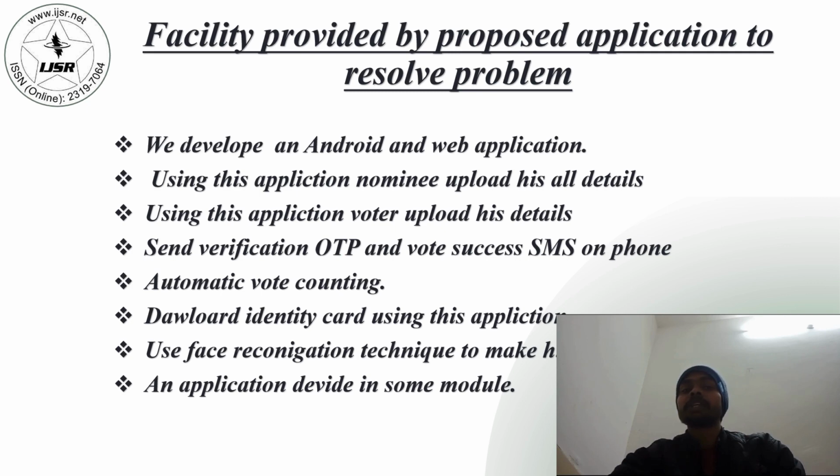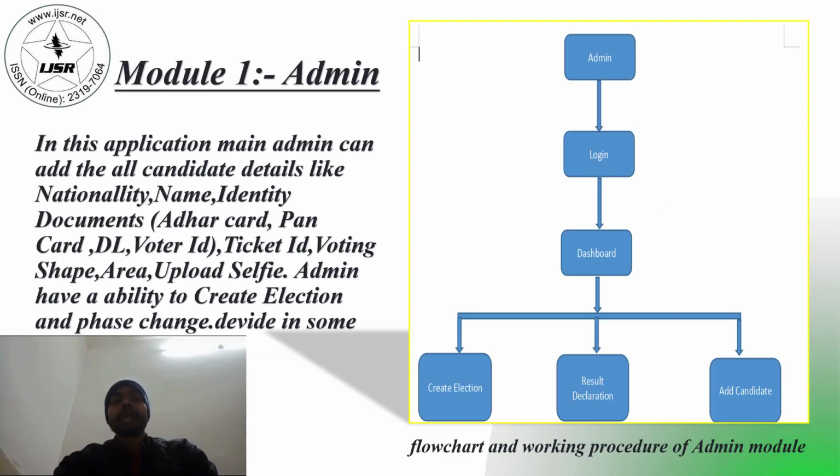The application is divided into some modules, of which the first module is admin. In this application, the main admin can add all the candidates' details like nationality, name, identity, and documents such as Aadhaar card, PAN card, DL, voter ID, ticket ID, voting shape, area, and upload selfie. The admin has the ability to create an election and face change.